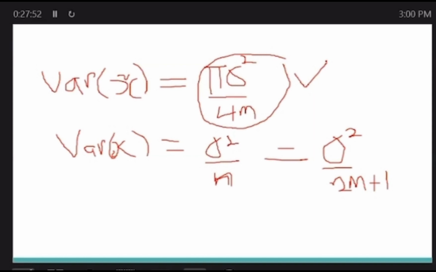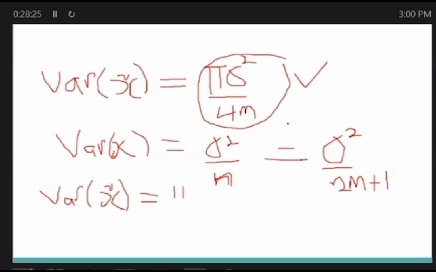Let me say this again. I want to rewrite the variance of the sample median in terms of the variance of the sample mean. This is what I'm actually going to do. I've got the variance of the sample median, which is pi.